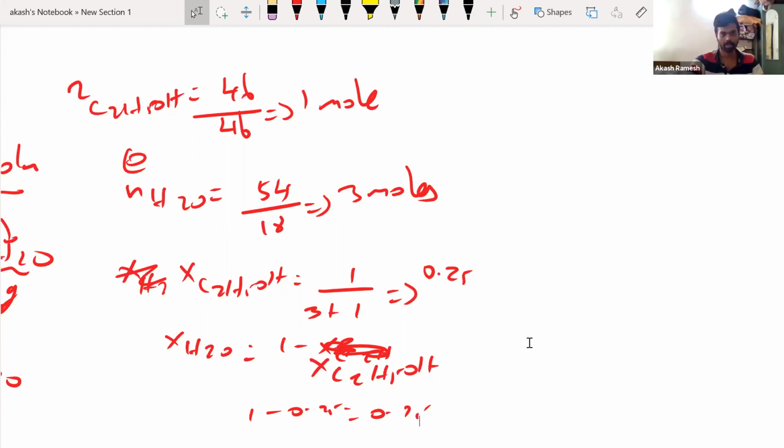The same mistake you're doing. What mistake am I doing? Calculating with mass instead of moles. Correct. This is mass given to you. You have to calculate number of moles. Okay. Right? Yeah, go for it.